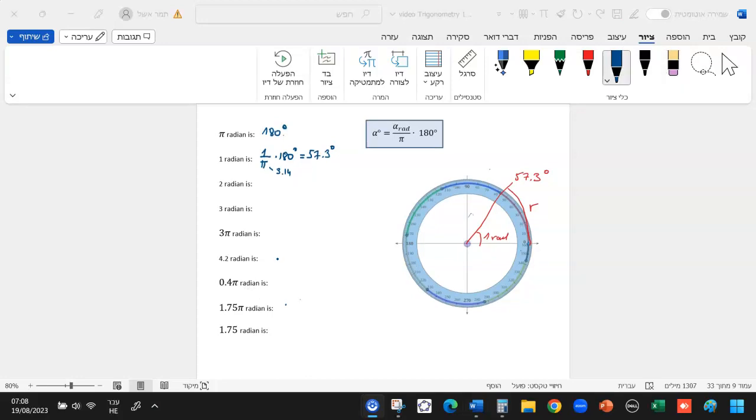I will skip these examples. You will have the answers in the file. To go to the 2 last ones.